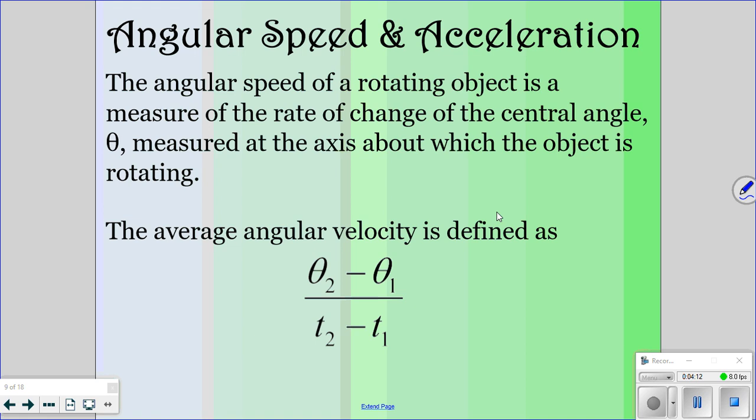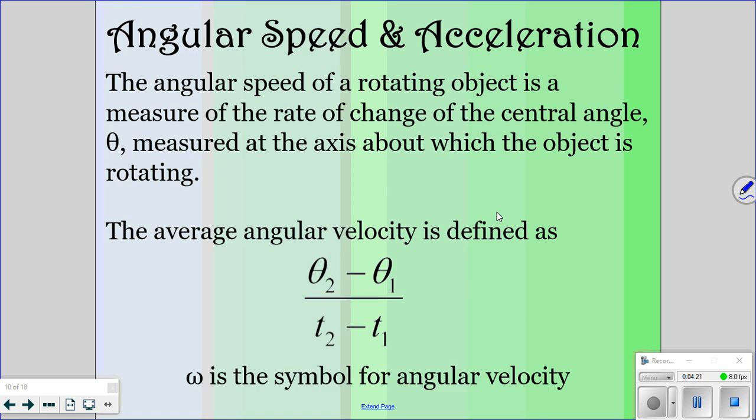So your average angular velocity is defined by this formula, theta 2 minus theta 1 over t2 minus t1. And angular velocity is given by this symbol here. It kind of looks like a W. This is how I write it in real life. It's called omega. And so you may want to add that formula to your formula sheet.